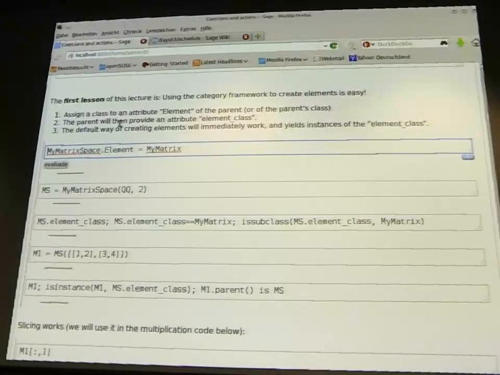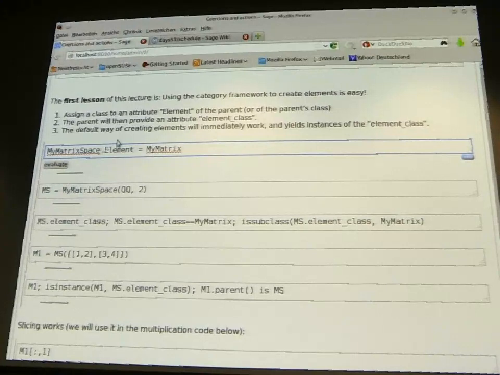So the first lesson of this lecture is that using the category framework to create elements is easy. Okay, and this is more or less the only thing that I want to further mention about the category framework. Well, I just have implemented a class for the elements of our matrix space. You might think that we will use this class directly, but in fact this is a bad idea.